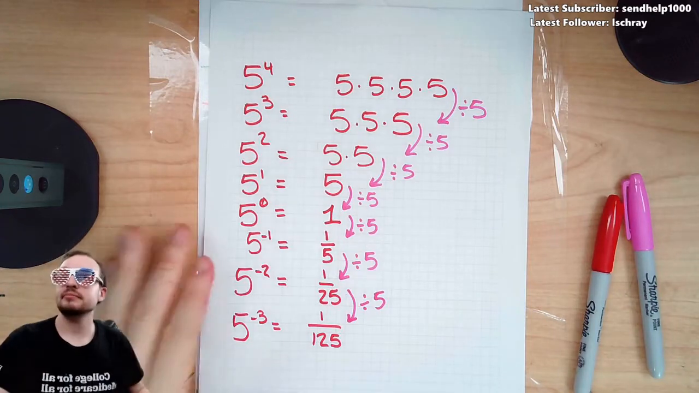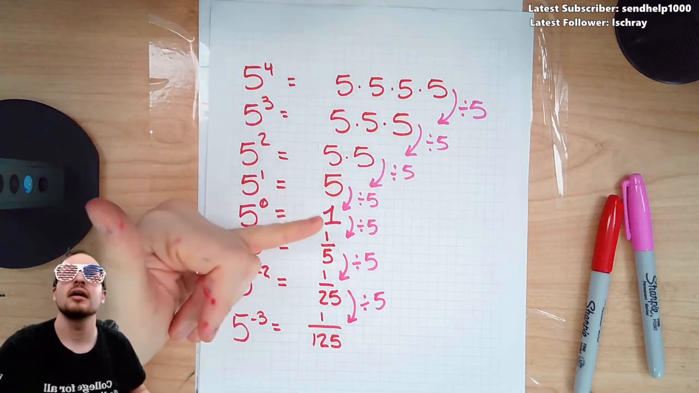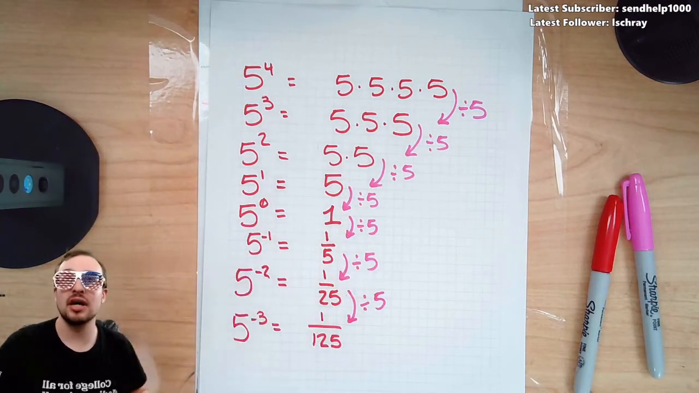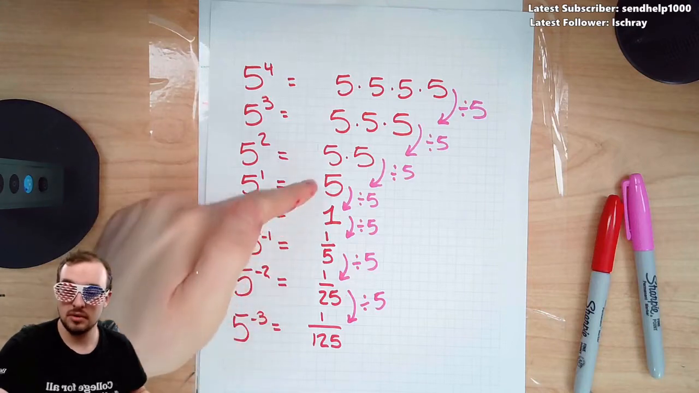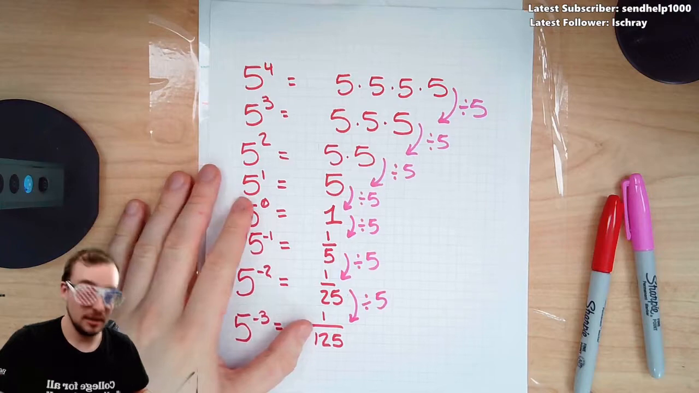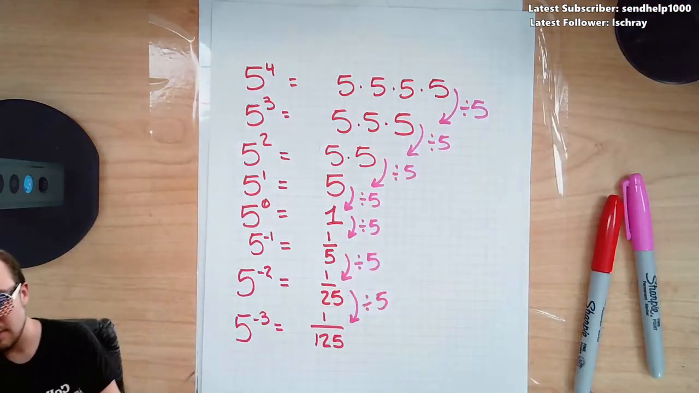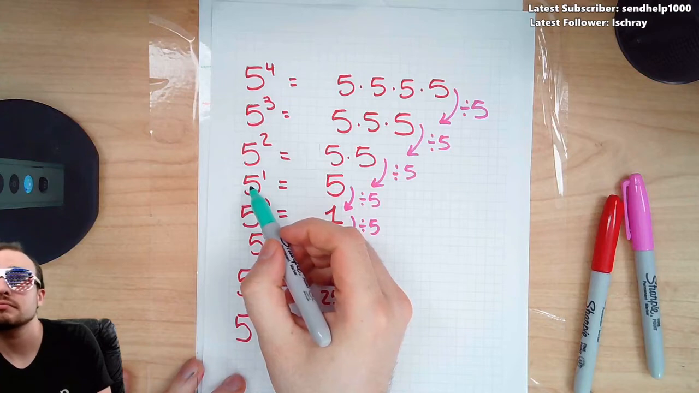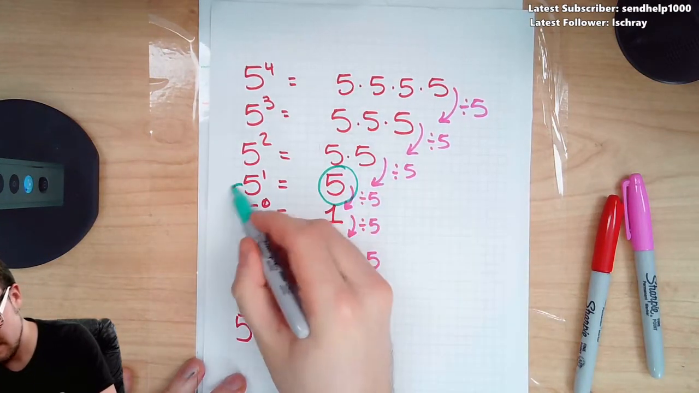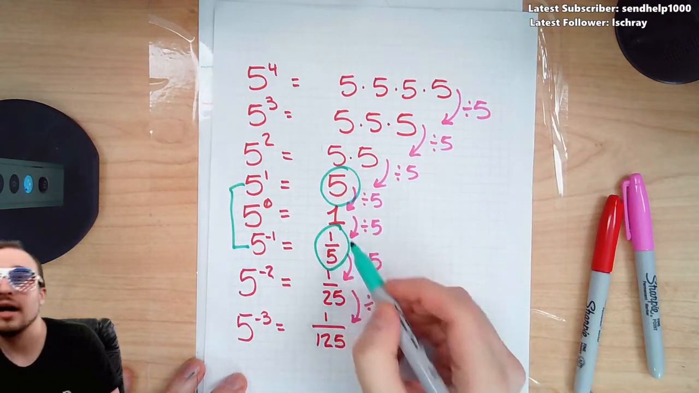We cool with that? So 5 to the 0th is, of course, 1, because we keep dividing by 5, right? Negative 3? Okay, great. We divide by 5 three times, going from here to here. So 5 to the first, you might notice, is 5. 5 to the negative first is 1 over 5.